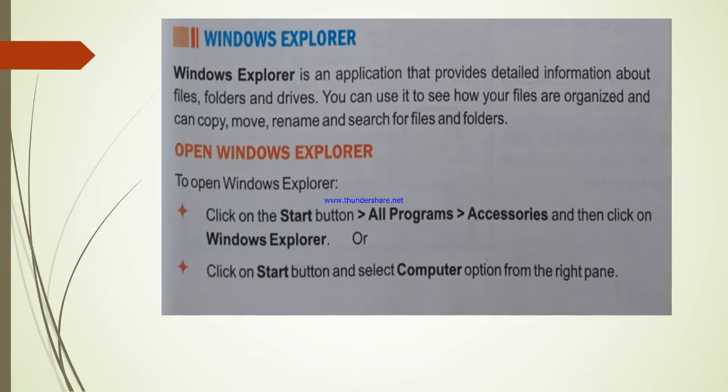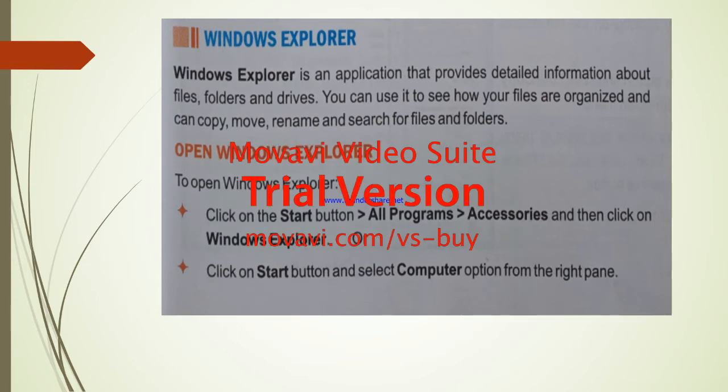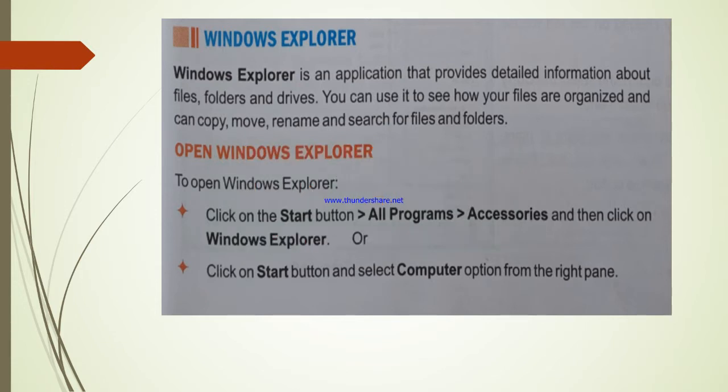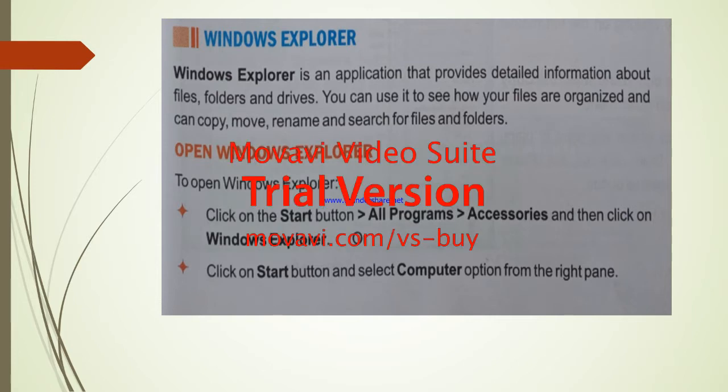So, we'll start today with Windows Explorer. Windows Explorer is an application that provides detailed information about files, folders, and drives. You can use it to see how your files are organized and can copy, move, rename, and search for files and folders. Now, what is Windows Explorer?